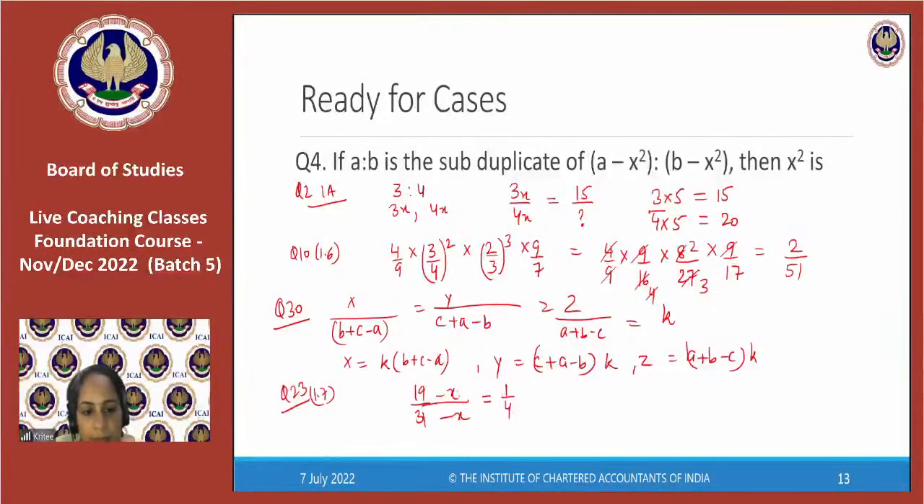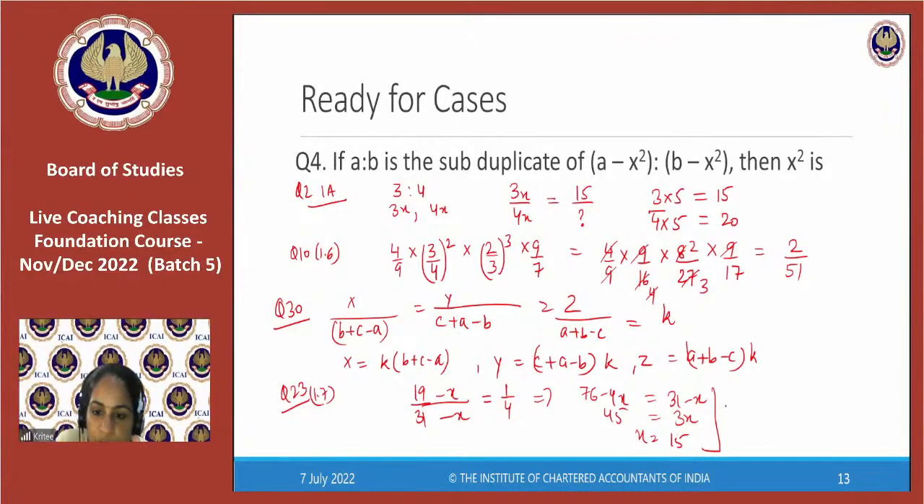Simply cross multiply and solve. So this is going to be 76 minus 4x equals 31 minus x. Bring both the x's on one side. 3x is equal to 45. So x gives you 15. So your answer is 15. All right, this is one of the ways of solving it.